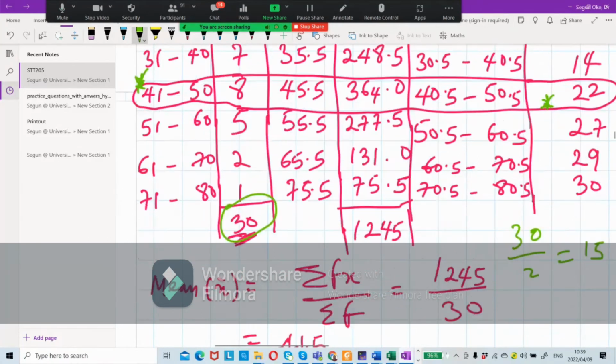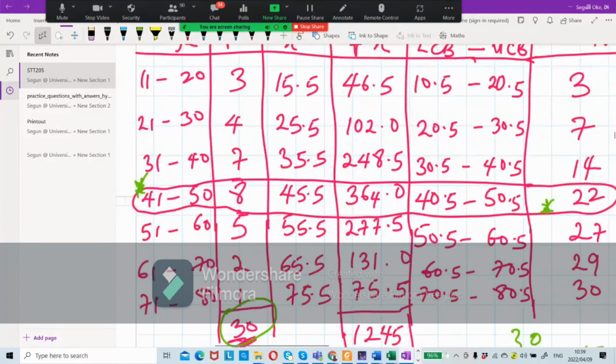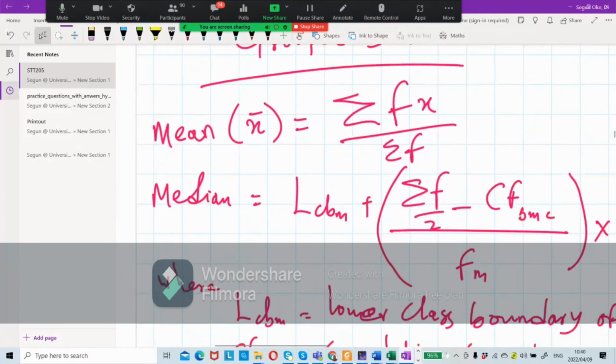Now, we will go to our formula. Remember, we still want to calculate our median. The median class is different from the median itself. The formula for the median is here: the lower class boundary of the median class that we just discovered, plus, open the bracket, summation of frequency divided by 2 minus the cumulative frequency of the median class.